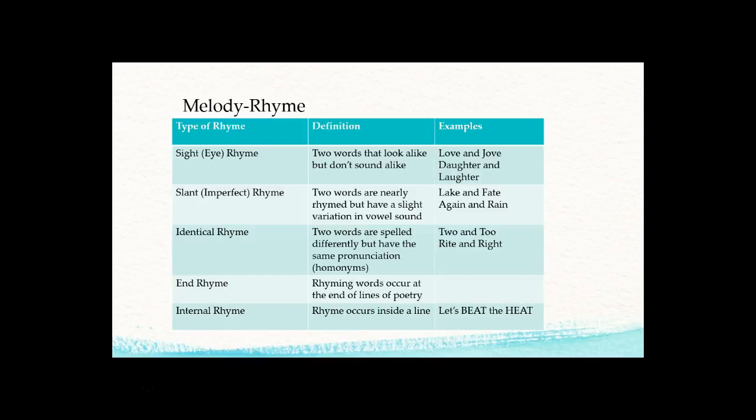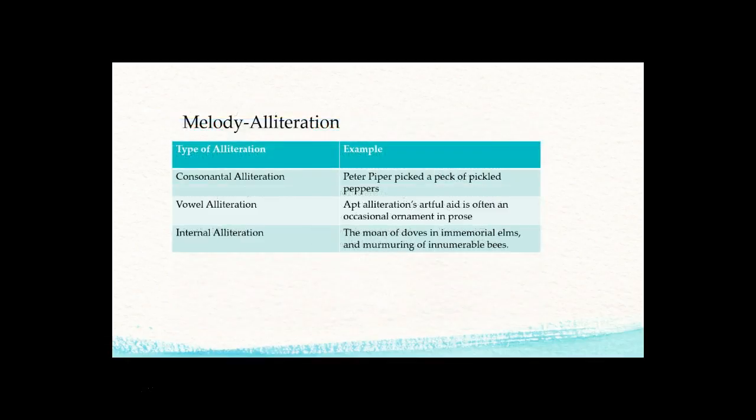We have identical rhyme. These are our homonyms. We have end rhyme, which of course is occurring at the end lines of poetry. But then we also have internal rhyme, and that's rhyme that occurs inside a line. Let's beat the heat. Now, I would expect you to know these 5 different types of rhymes and be able to identify them within poetry.